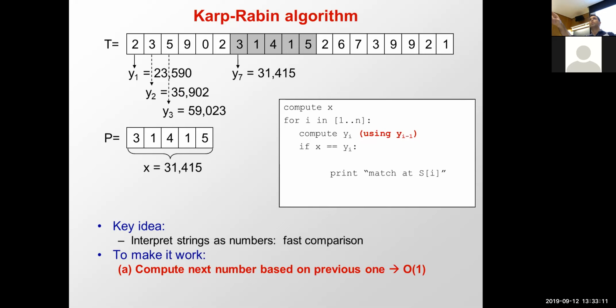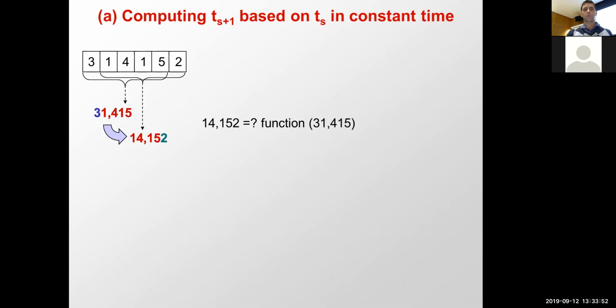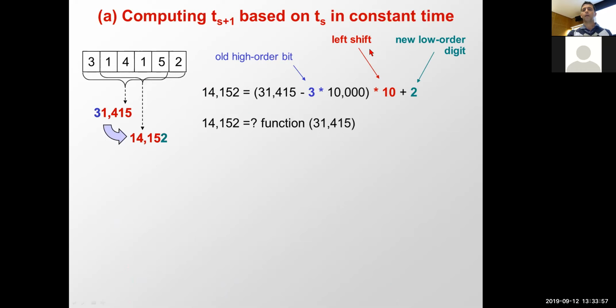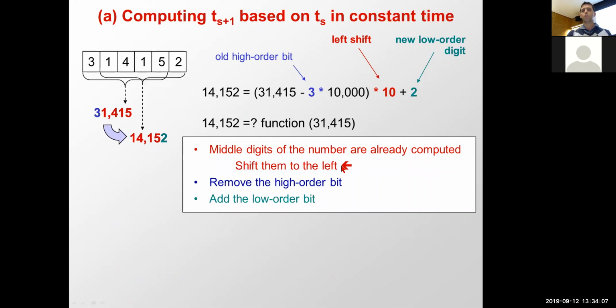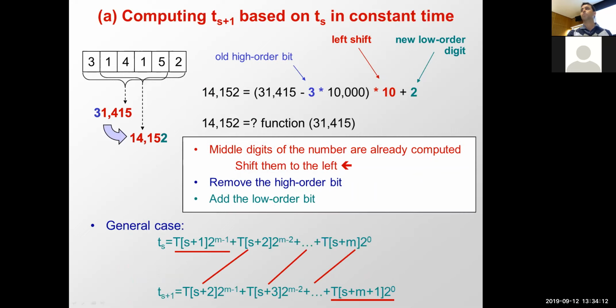Good, good. So basically, I have to subtract the first digit, and I can do that using mod, for example, and then add the last digit and multiply by 10. Perfect. So basically, what we're going to do is first remove the old high order bit, then left shift, and add the new low order bit. Okay? Sounds good? So the middle digits of the number are already computed, so we just need to shift them to the left and then remove the higher order bit and add the lower order bit. And suddenly that's a constant time computation. Okay? So that's the first fix.